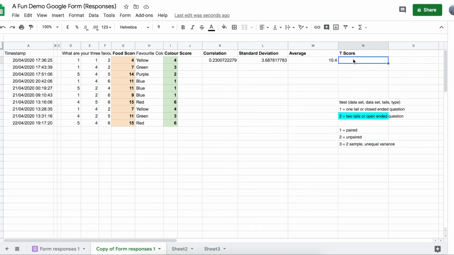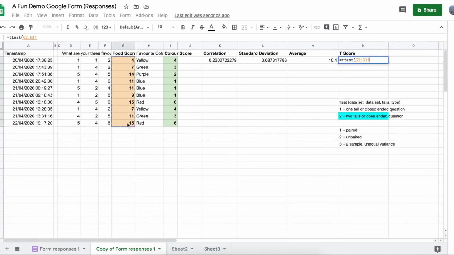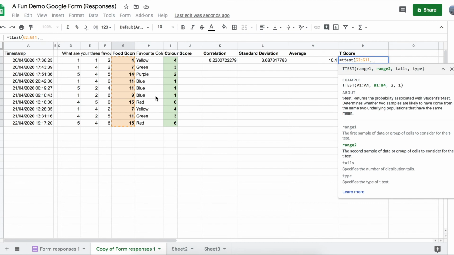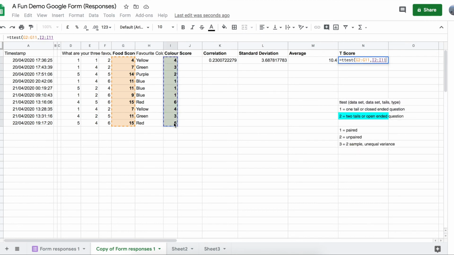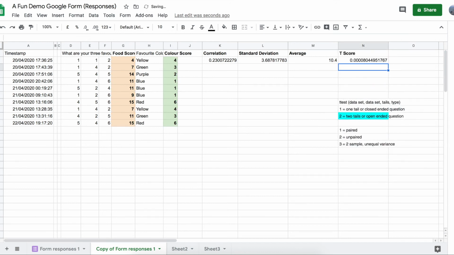So let's put all of this information in. First, we're going to type equals TTEST, then the bracket, then we want range 1, okay, comma, range 2, and now we want to select 2 tails, and the type of test is type 3, close bracket, and we're done.